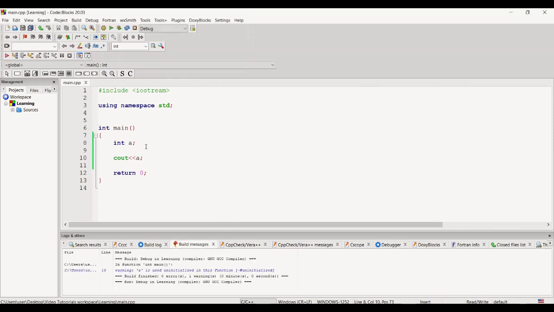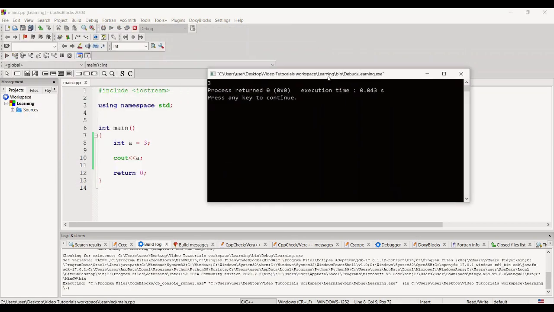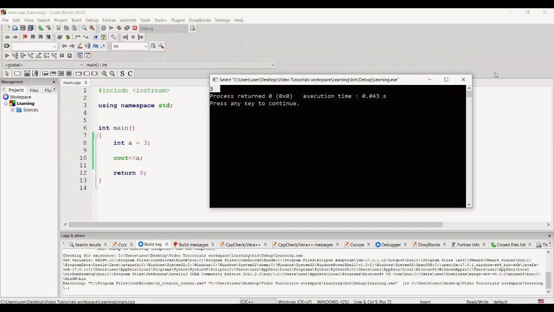Now, let us say we want to assign a value to this integer. Well, we use the assignment operator, equals 3. What this operator does is it stores the value that is on its right to what is on its left. We can use more sophisticated terms: we are storing the value of the operand on its right to the operand on its left. In this case, we are storing 3 to a. If we would build it and run it, what we see here is we get the value 3.